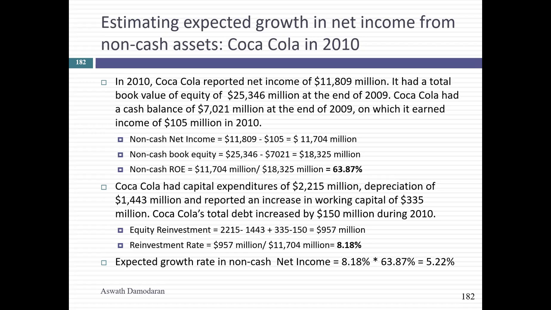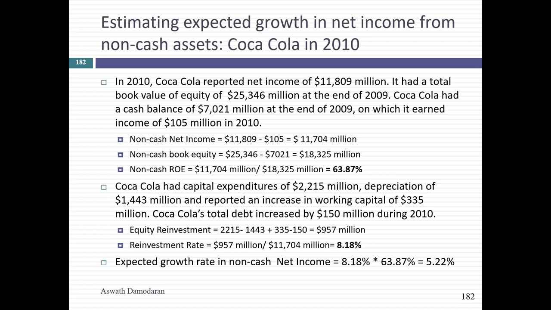Their non-cash net income was about 11.7 billion. So what I'm doing is taking the net income, subtracting out the income from the cash balance. It was tiny, 105 million. Their non-cash book equity was about 18.3 billion. I took the book equity and subtracted out the cash balance. Their non-cash return on equity is 64%. That's astounding, right? But remember, I said I haven't capitalized brand name advertising. So I'm escalating the return on equity because I'm not bringing their biggest asset onto the books.